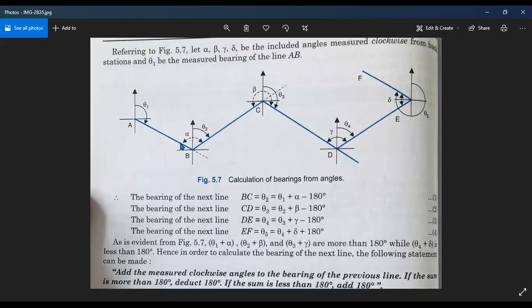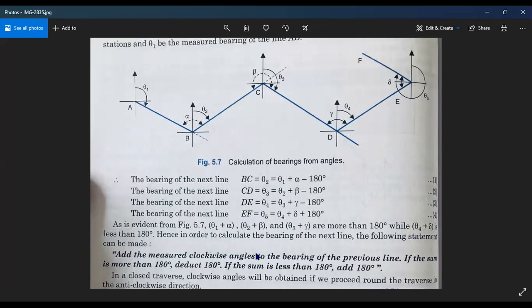So I have angles between lines, alpha, beta, gamma, okay, delta is given to you. Using these included angles, I can calculate the bearings theta 1, theta 2, theta 3, theta 4 with respect to the magnetic north meridian, right? So to calculate that, what principle do we have? Add the measured clockwise angle to the first line. If you see here for BC, I am adding the measured clockwise angle, alpha, to the bearing of the previous line. Bearing of the previous line, I have got as theta 1. Add it to theta 1. Okay, if the sum is greater than 180 degrees, deduct 180. If the sum is lesser than 180, add 180 degrees to that. Clear?